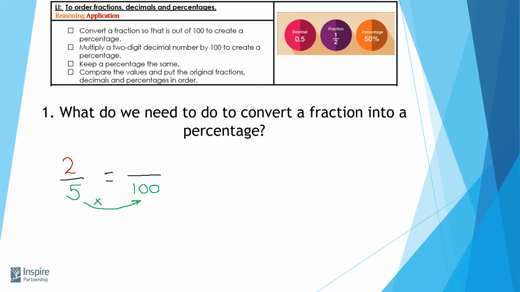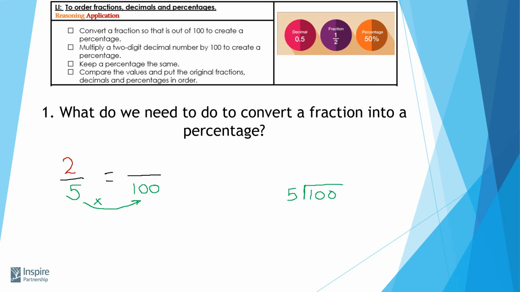Well, I know we did this quite a lot last week. You can either write out your 5 times tables, or whatever the times table is for your denominator, or you can do the other way. You can do the inverse and you can do a bit of division, so you can do 100 divided by 5. And you can think about how many times that fits into 100.